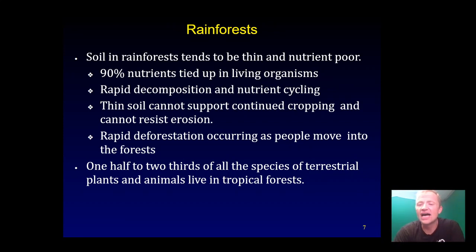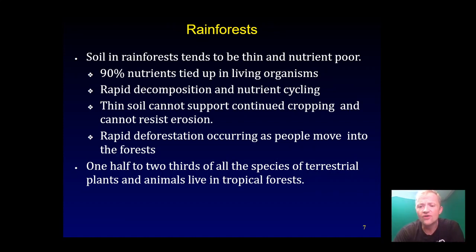90% of the nutrients are tied up in living organisms, and then there's rapid decomposition and nutrient cycling, right? Things die very quickly. When things die, they break down very, very quickly, so it just gets washed away. Thin soil cannot support continued cropping and cannot resist erosion. Rapid deforestation is occurring as people move into the forest. We're killing off those rainforests, and then the soil tends to be really bad.